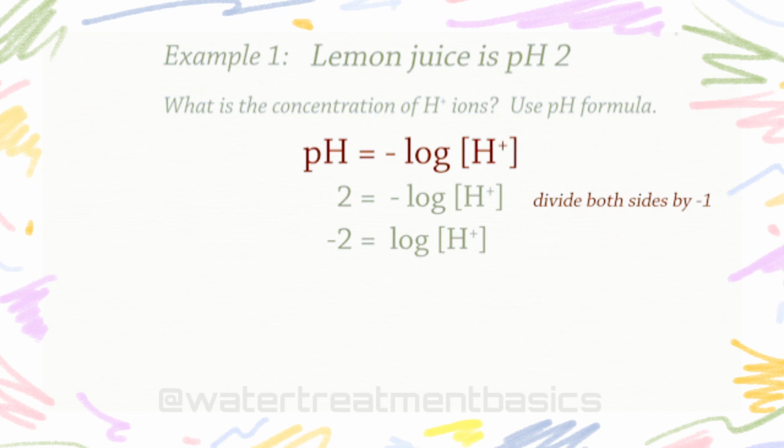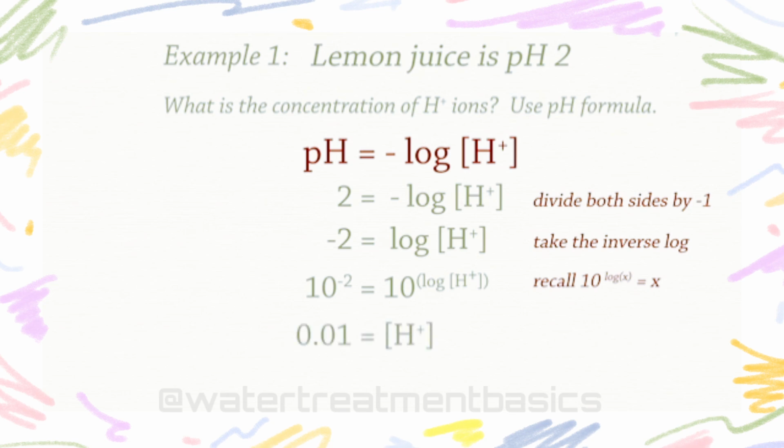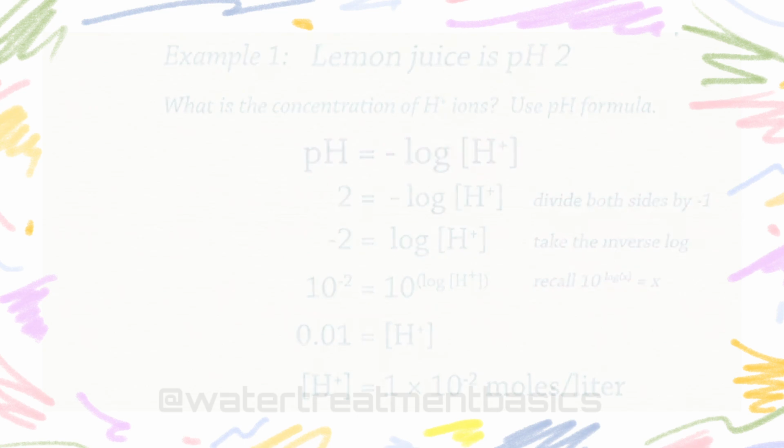We can get rid of the log on the right by taking the antilog, or inverse log, of both sides. This means we have 10 to the -2 on the left and 10 to the log of the concentration of H+ ions on the right. That gets rid of the log on the right, leaving just the concentration of H+ ions. 0.01 equals the concentration of H+ ions. We can write this using scientific notation. The concentration of H+ ions equals 1 times 10 to the -2 moles per liter.